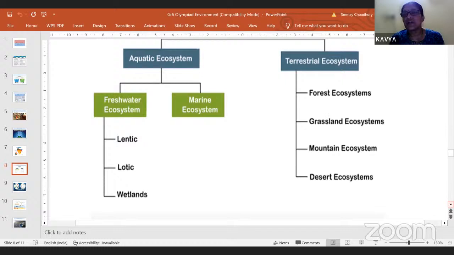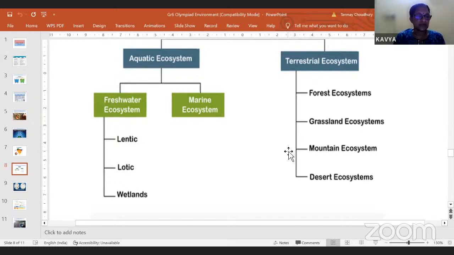We have the forest ecosystem, we have the grassland ecosystem, we have the mountain ecosystem, and we have the desert ecosystem. So these are all the ecosystems that are naturally present in our surroundings. Can you name one ecosystem which is man-made, which is not present in the environment?